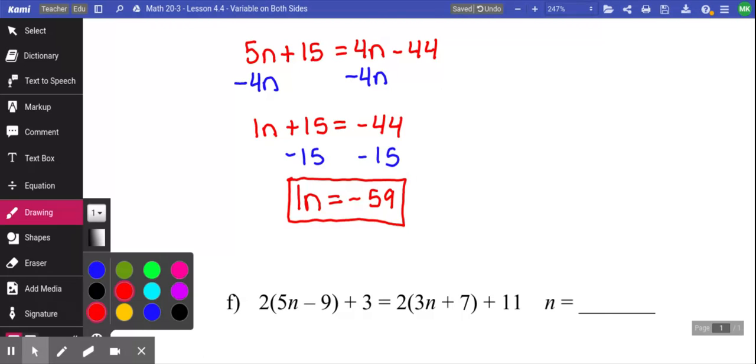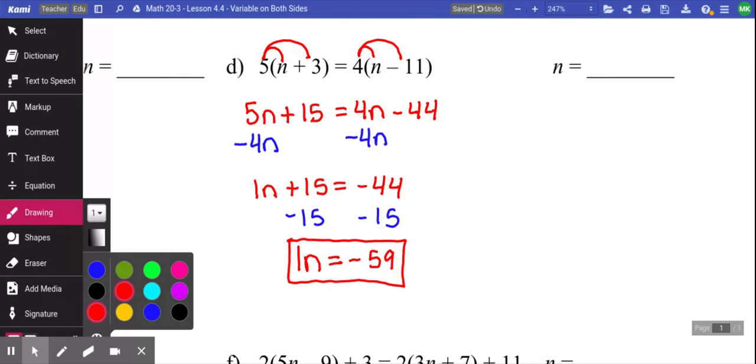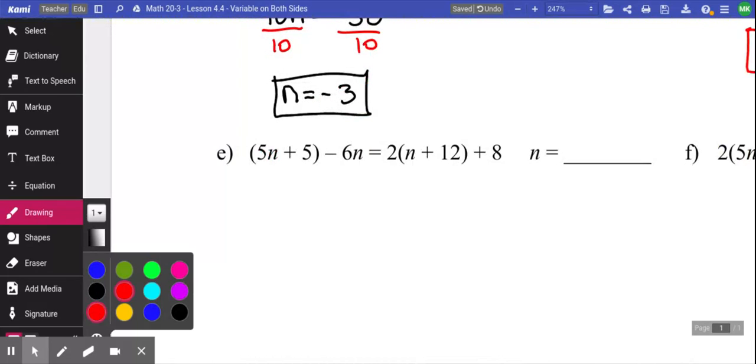Cool. So if you missed yesterday, that's all we did. We did multiplying into the brackets. Yeah, I know. Yeah. Easy.